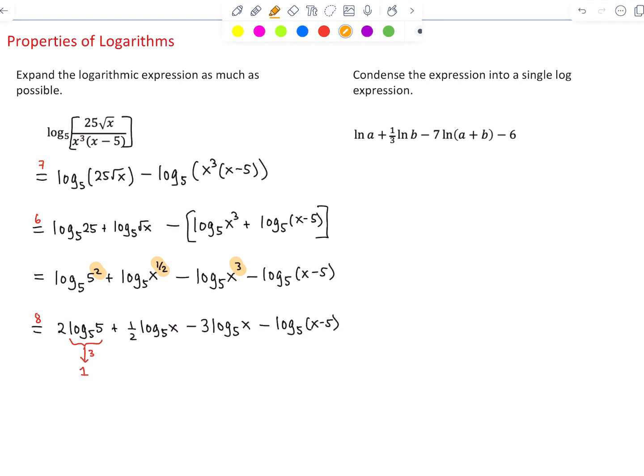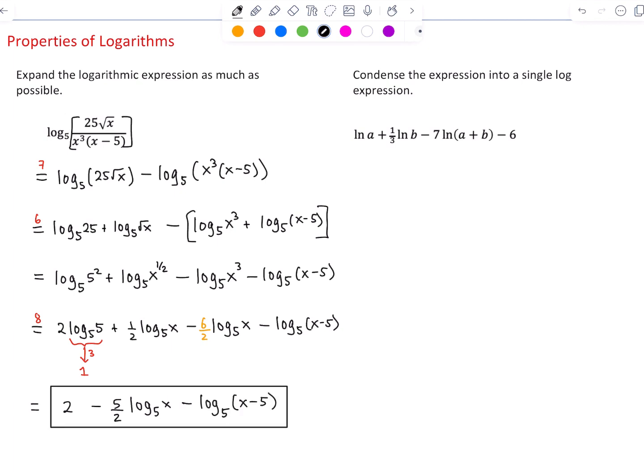With these properties of logs, you will eventually discover that there are lots of different ways that you can approach a problem. I also recognize that the two middle terms are similar. They're both multiples of log base 5 of x. So to combine them, I need a common denominator on their coefficients. So this 3 I'm going to change to 6/2. So we get 2. And now we do positive a half minus 6/2. It would be minus 5/2 log base 5 of x, and then minus log base 5 of x minus 5. And we'll consider this done.